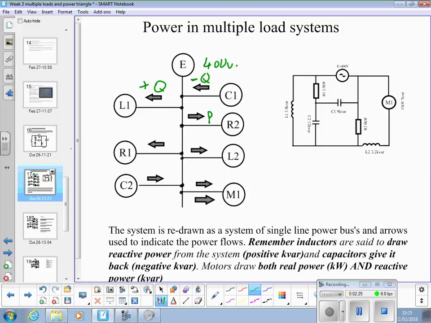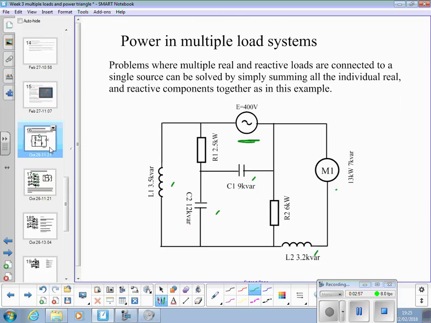This is an inductor, so it's a Q. Resistor is a power. Capacitor is a negative Q. What's a motor? That's going to have both. It's going to have a power, but it's also going to have a Q in the inductive part too. If you look at the specification of the motor, let's go back to the bigger diagram. That's 13 kilowatts, 7 kVAR.